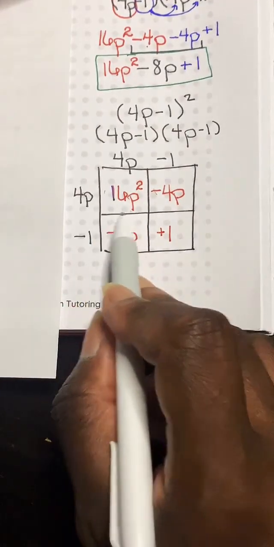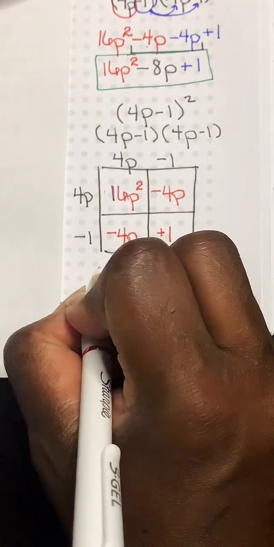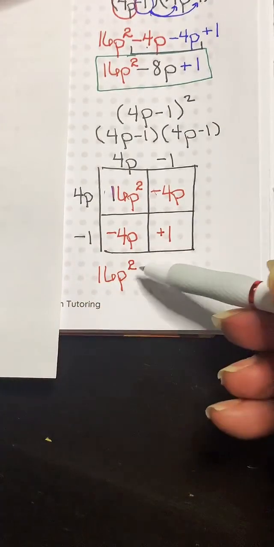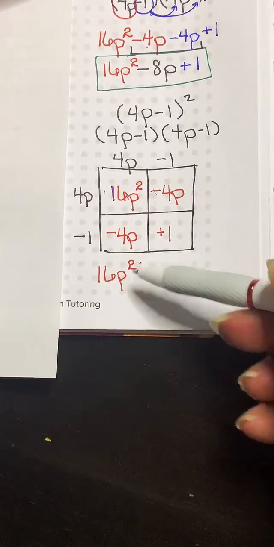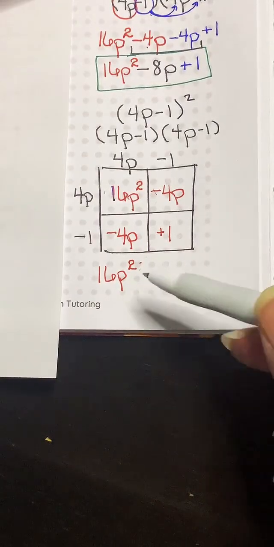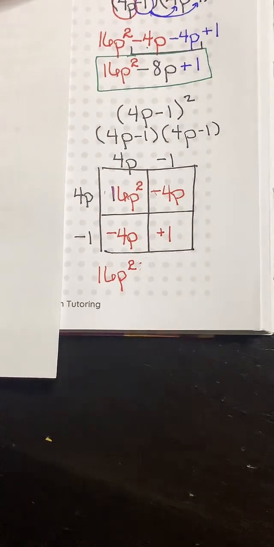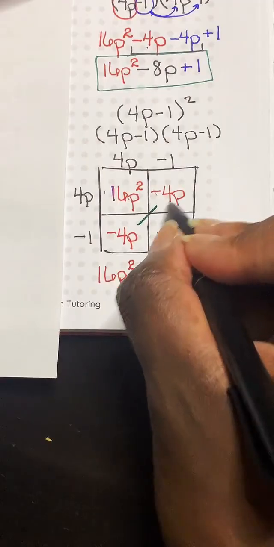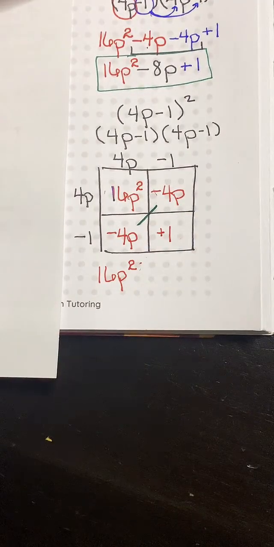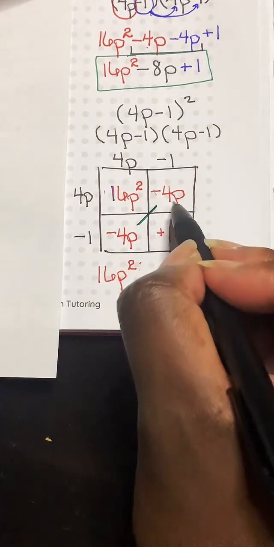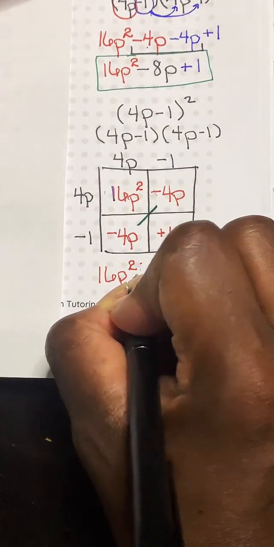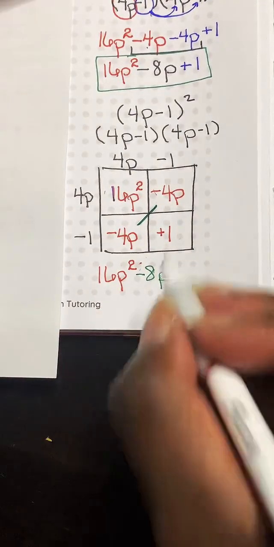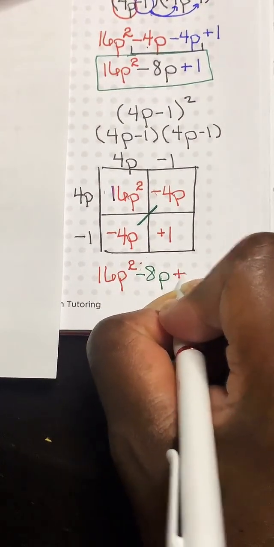Now, starting with my highest degree, that's the first number that I'm writing down. My degree is also known as the exponent. So if you ever wondered what a degree is, it's the exponent. Then if you notice, right here on the diagonal, we got our like terms. We have -4p minus 4p. That gives me -8p. And then what's left over is our +1.